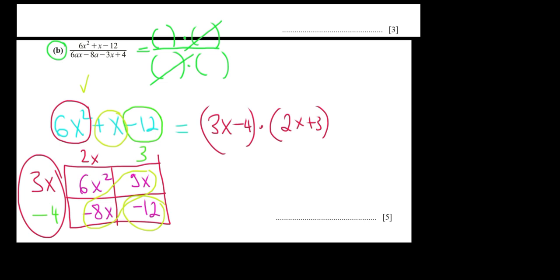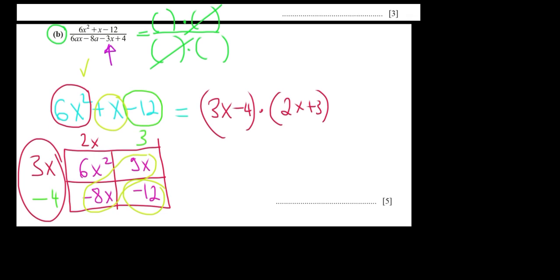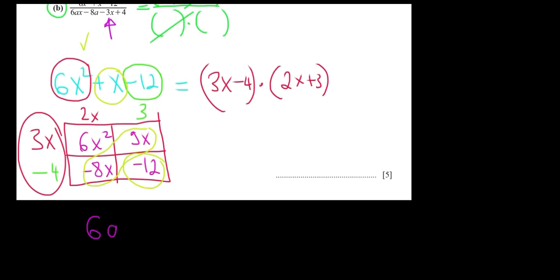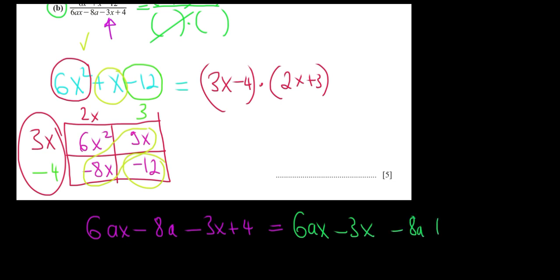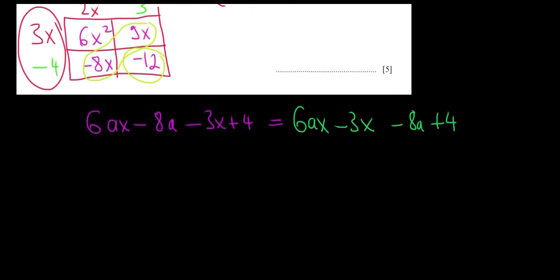Now let's look at the denominator. The denominator is also a bit tricky. 6ax minus 8a minus 3x plus 4. Let's try to group them a little bit in a different way. Let's try and put 6ax minus 3x minus 8a plus 4. Why did I do that? Because I want to find common factors again. And here, when I have 6ax, 3x, 3 and x are common terms, so I can use that. And then here I have 8 and 4. 2 is a common factor, so I can use that. Let's see where this goes.